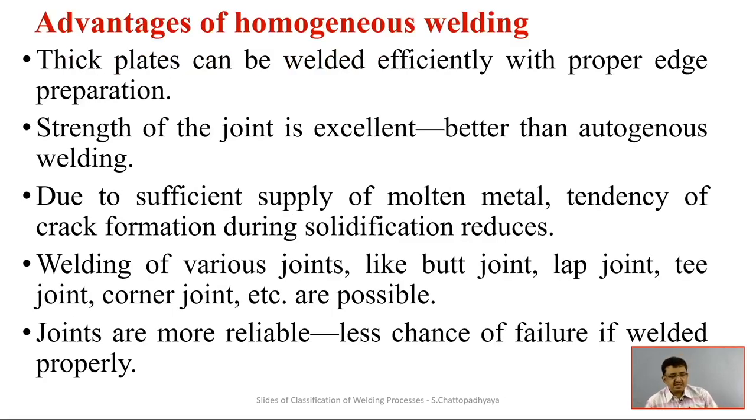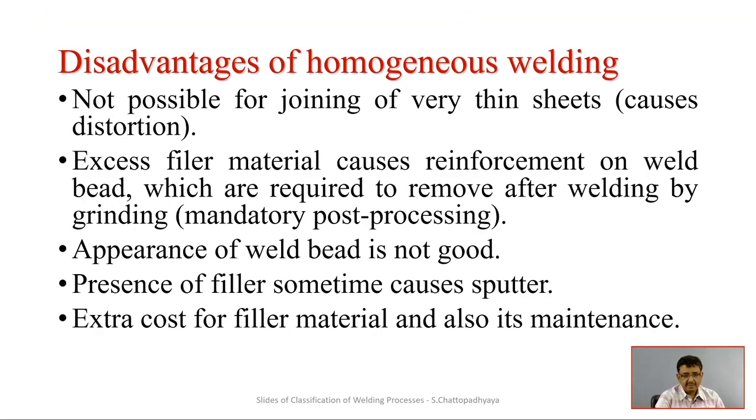So the advantages: thick plates can be welded efficiently with proper edge preparation, which is a tremendous advantage. Strength of the joint is excellent, better than autogenous welding. Due to the sufficient supply of molten metal, the tendency of crack formation during solidification reduces. Welding of various joints like butt, lap, T, corner is very much possible. Filler material gives material deposition, which is quite handy. Joints are more reliable, with less chance of failure if welded properly. They can give very sound welding.